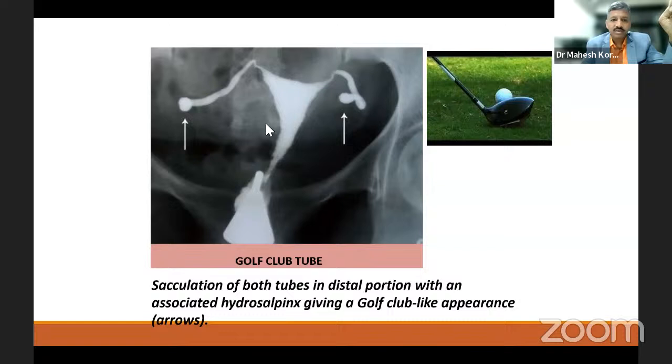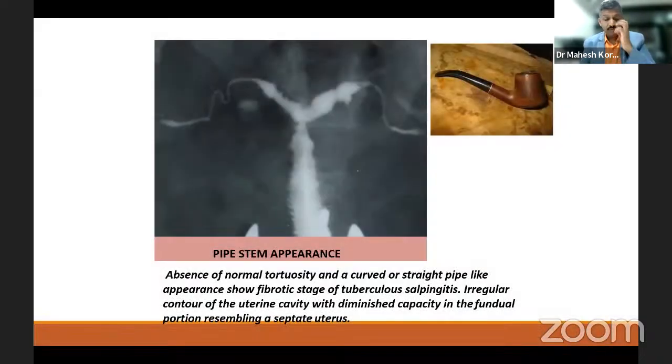And here, this is a golf club tube. I've shown the example here. This golf club tube is seen in the distal portion of both tubes, wherein hydrosalpinx is there. The spill is not happening, but it is distending into a golf club pattern. So that's why it's called a golf club tube.